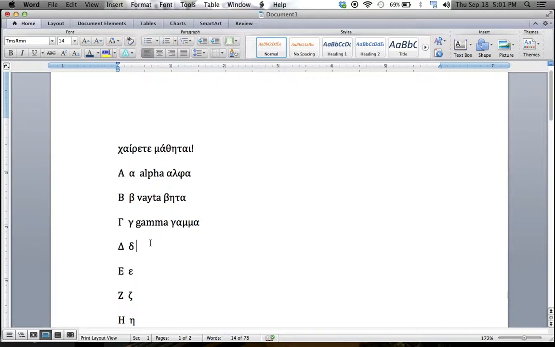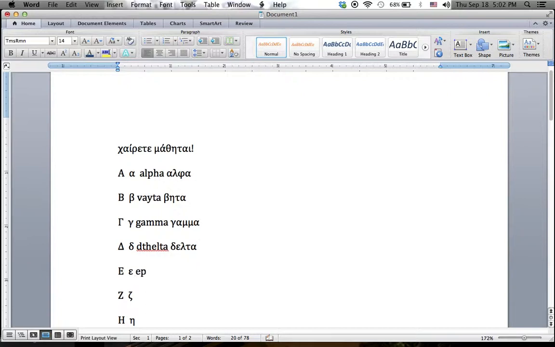Here we have delta. It's a soft D, kind of like a Spanish D or something like that. It's kind of like the beginning of the English word the, not quite, a little bit more D in there. The, delta. So delta, epsilon, lambda, tau, and alpha.